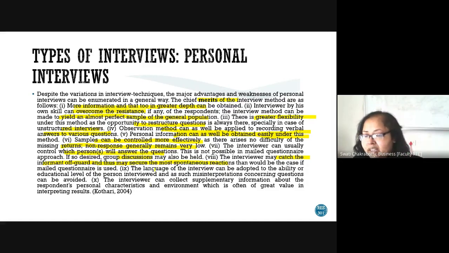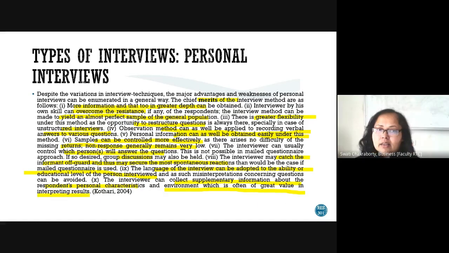The language of the interview can be adapted to the ability or the educational level of the person interviewed. If it's a person who is illiterate, then the way you talk has to be simpler so that the person can understand, as compared to an intellectual person. Right. The interviewer can collect supplementary information about the respondent's personal characteristics and the environment, which is often of great value in interpreting the results. Right.